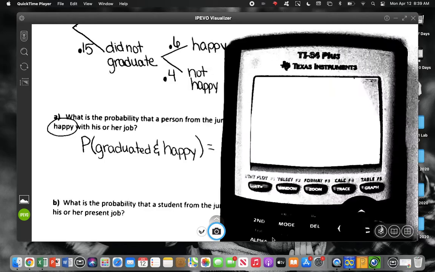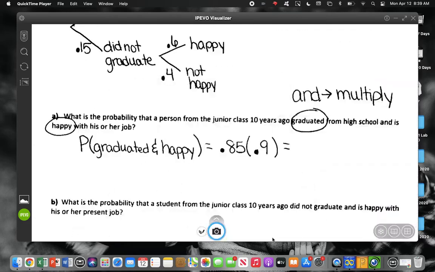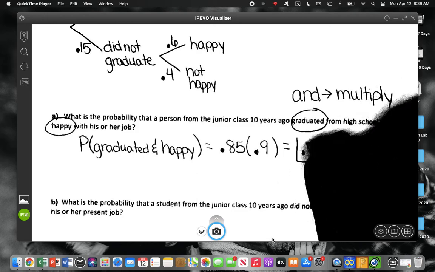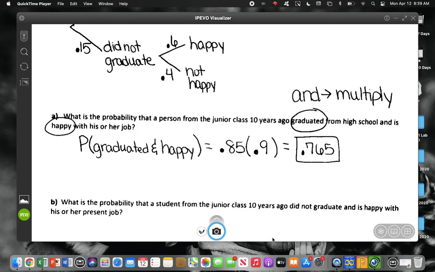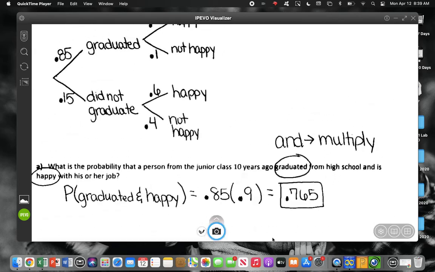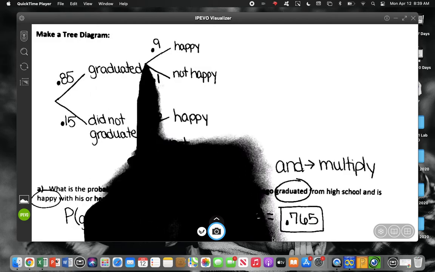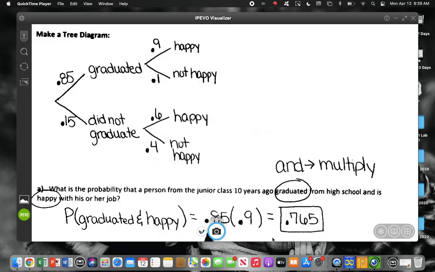So we are actually going to multiply 0.85 times 0.9, which gives 0.765. And there's absolutely no reason to convert that to a fraction. Just leave it as a decimal. So we just follow the branch. Graduated was 0.85, then that branch followed to 90% happy. So we multiply those together.